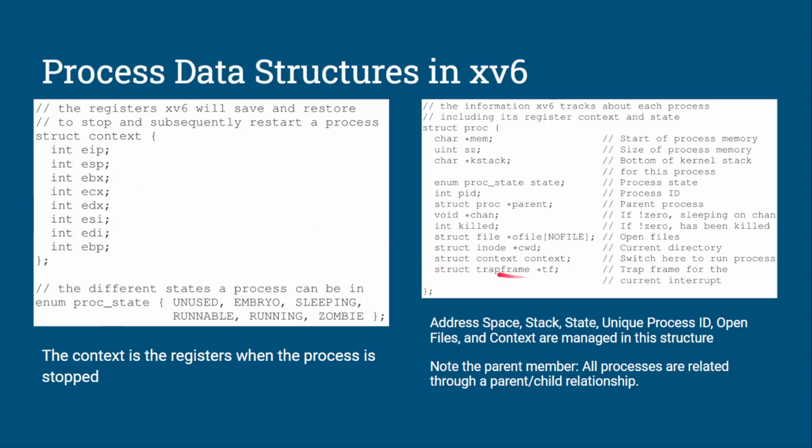Finally, there is a trap frame. We'll talk more about what this trap frame is used for when we get into scheduling. This process structure represents one process in the system. And all these variables help with context switching when a process needs to move from the various states that it is in.